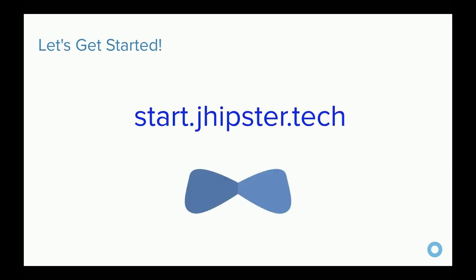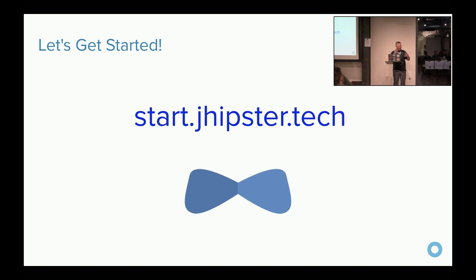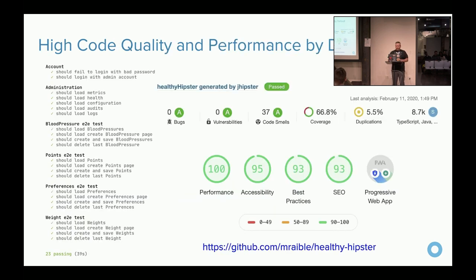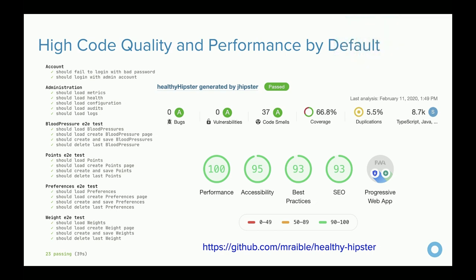And I did show you jhipster.tech, right, if you wanted to go and make your choices that way, or you could do it from a console. And that healthy hipster one I showed you has all those unit tests and E2E tests passing. But also if we run it through Sonar, you'll see here we have 67% coverage on both the Java and JavaScript. So those ship out of the box with JHipster. It's got very good code quality.